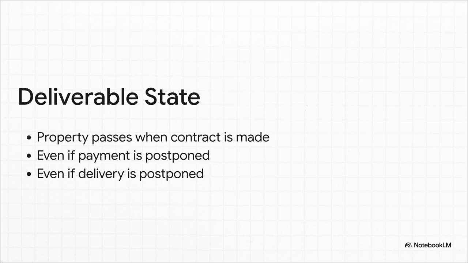I am explicitly telling you, in your exam, draw a physical box around the phrase "even if payment or delivery is postponed." So many students lose marks because they wrongly think you must pay to own. No! Under Section 20, the contract itself transfers the property and therefore it transfers the risk. Catch the examiner's eye with that box.